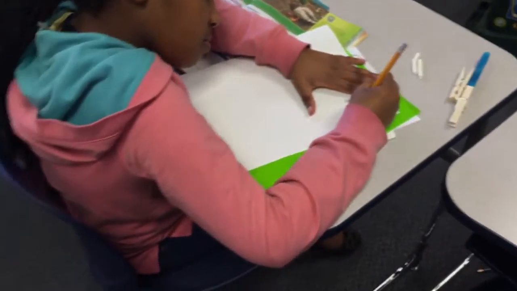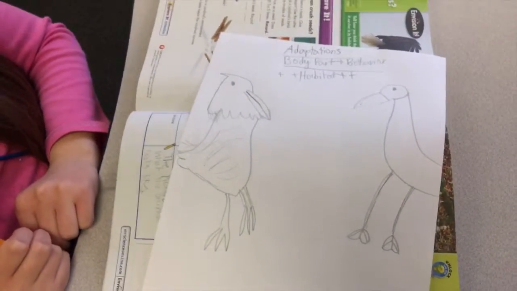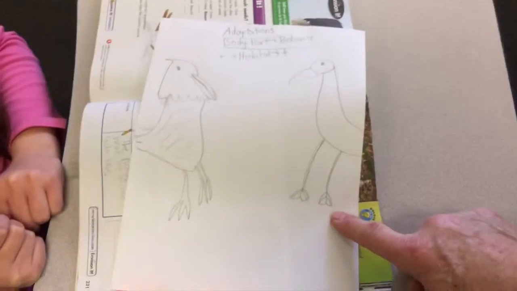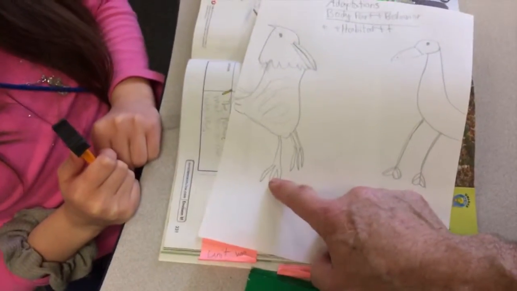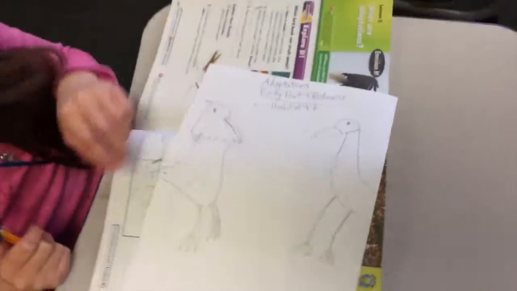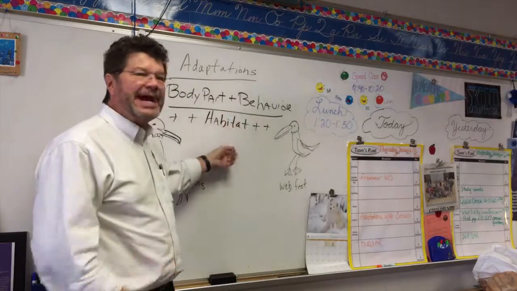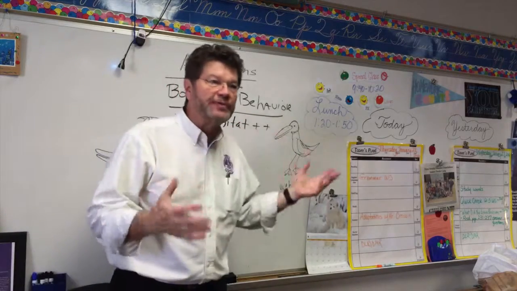I like your drawings. Let's check it out. Oh, explain this to me. What's going on here? I don't even know. You don't even know. You do know. What is that? Web feet. Web feet. What are these? Claws. Claws. See, you do know. I don't know what I drew. Very nice. Understand that a body part and a behavior has to be in a habitat that is useful, right?